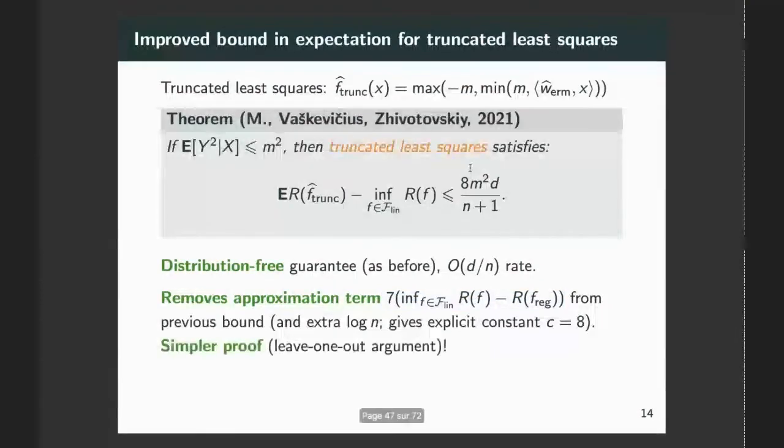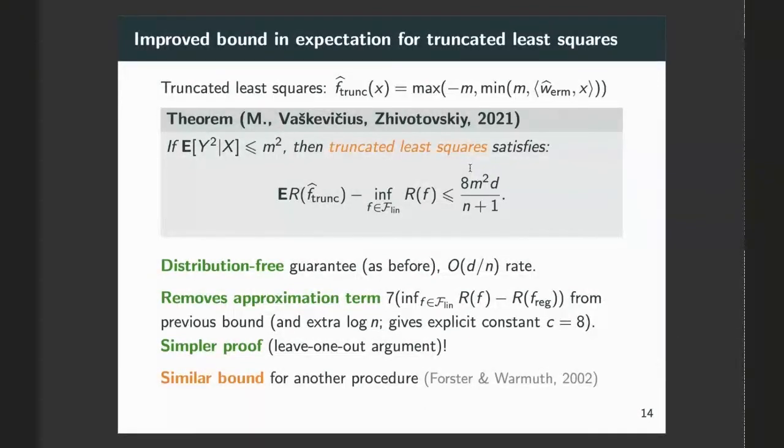Another thing is that the proof is actually very simple. The proof is very elementary. It's less than one page. It's just a leave-one-out argument, so it's completely elementary. Whereas the original proof of the previous result was more involved. It's very clever, but it's also quite long.